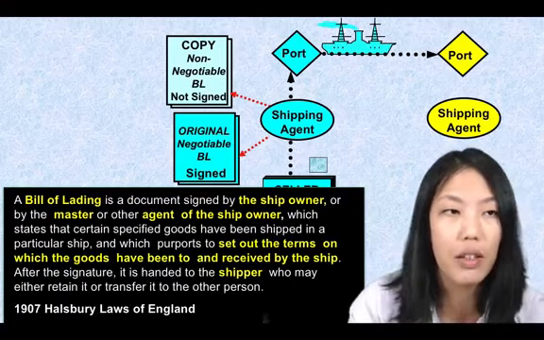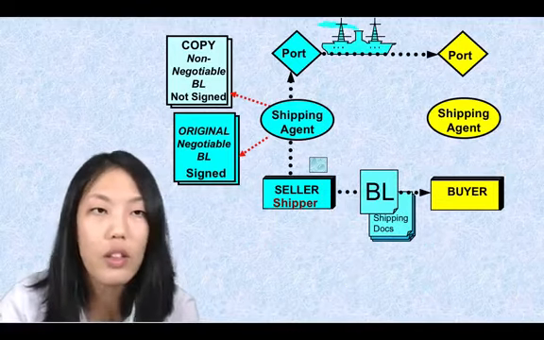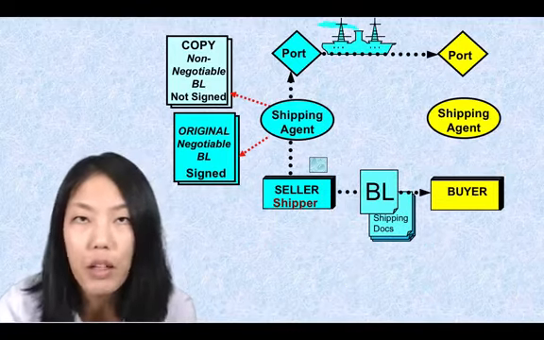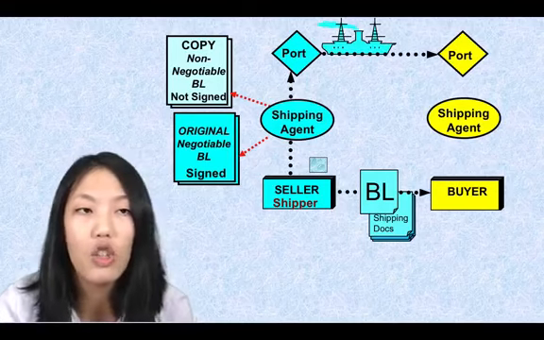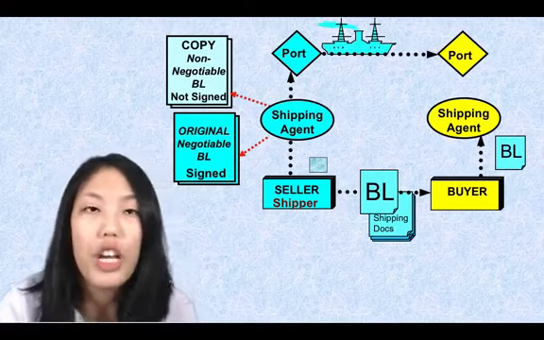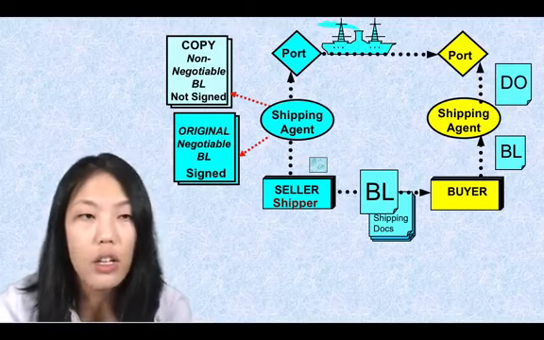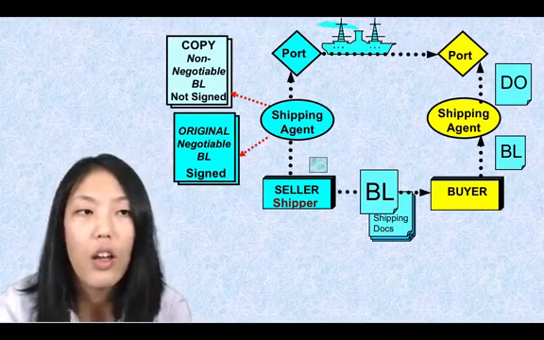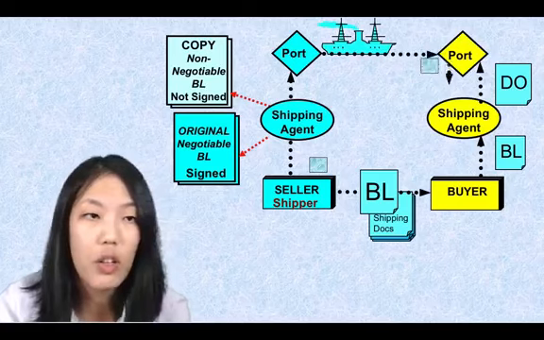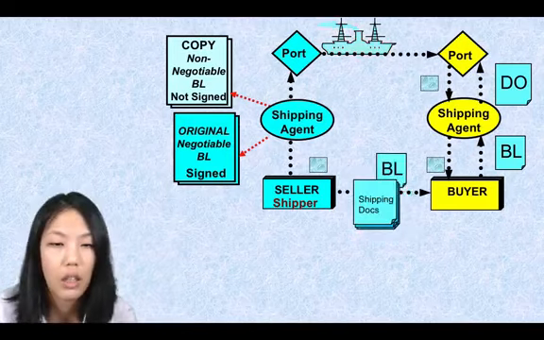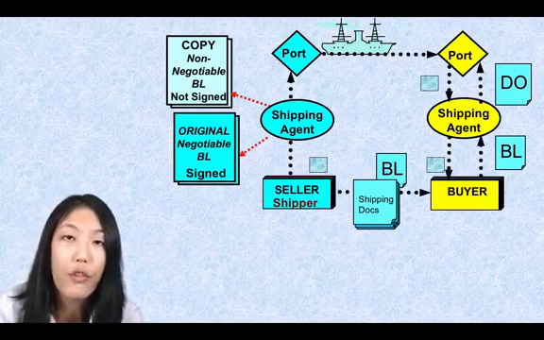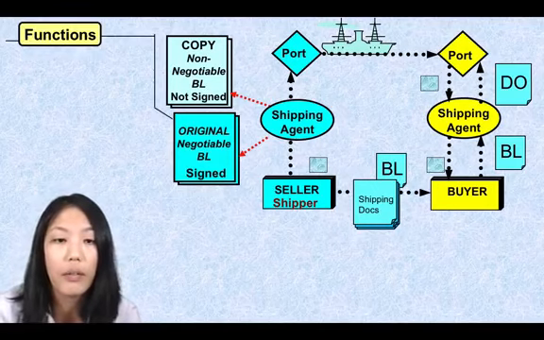The seller forwards the shipping documents and bill of lading to the buyer. The buyer forwards the BL to the shipping agent, which issues the delivery order to the port for the release of the goods. The shipping agent hands the goods over to the buyer. Next, we will look at the functions of the bill of lading.